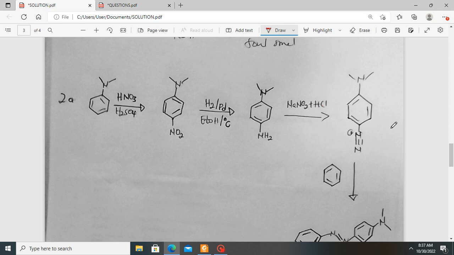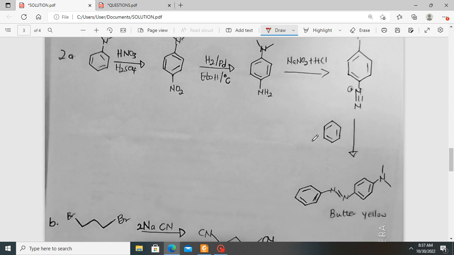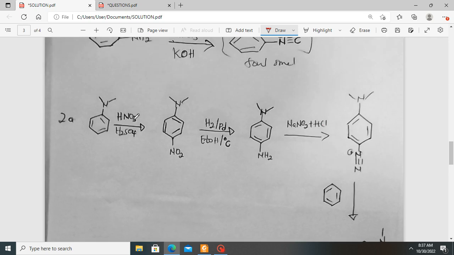The diazonium ion can be treated with a benzene compound to form the butter yellow. I take it again: you first have to nitrate the benzene, and that puts the nitro group at the para position here. Then you reduce the nitro group to an amino group.